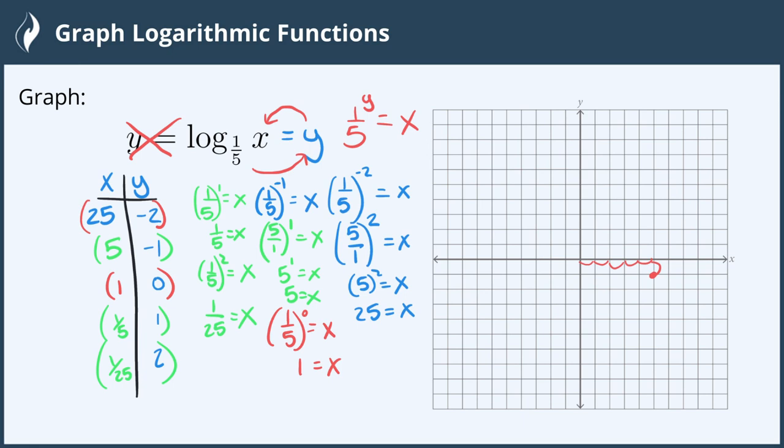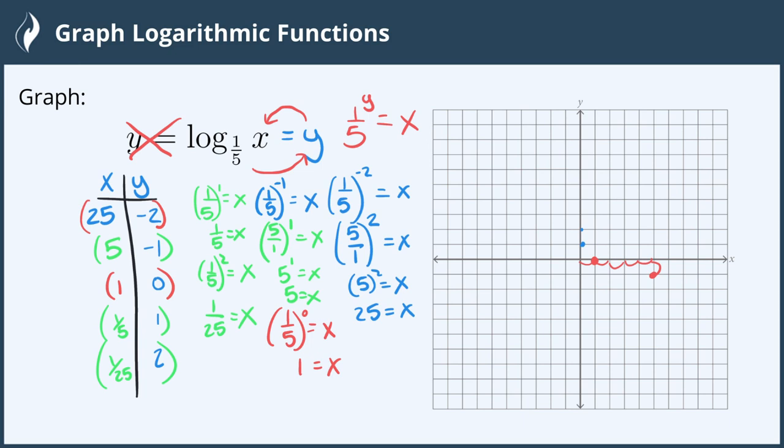Now we have another one at 1, 0, so we'll move 1 in the x direction and 0 in the y. Then 1/5 and 1. Again, this one's going to be a little difficult, but we'll try it. 1/5 and 1 is going to be somewhere around there, as close as we can get it. And 1/25 is going to be even more difficult. It's going to be even closer.